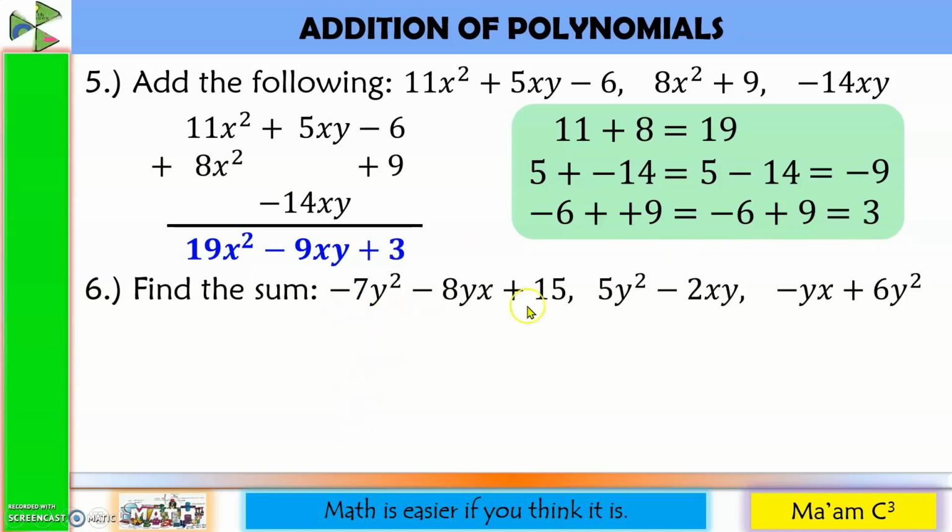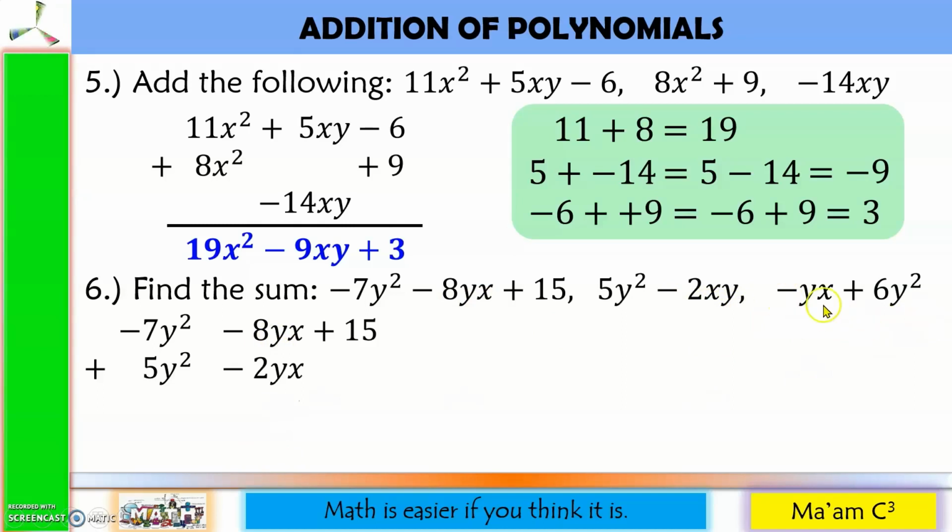Last one. Again, 3 expressions. Let's write the first one. Let us align the second expression, 5y squared. So in the column of y squared. xy is just the same as yx. So I'll rewrite this as negative 2yx. So I'll place it here in the column of yx. And then third expression, negative yx here. And 6y squared in the column of y squared. Let us perform the operation for y squared.